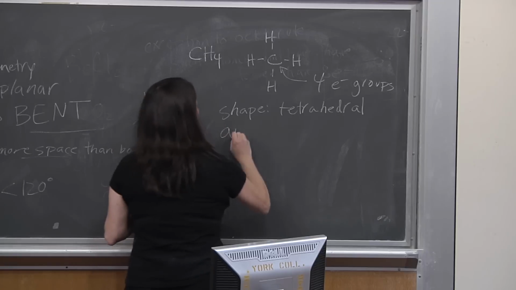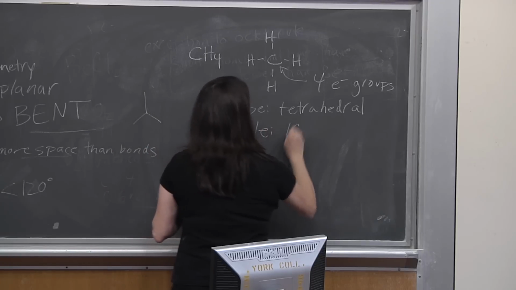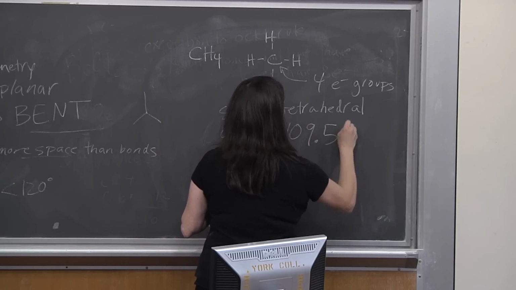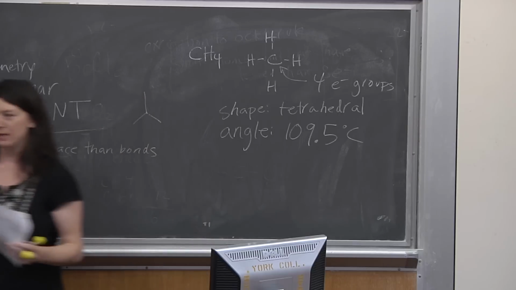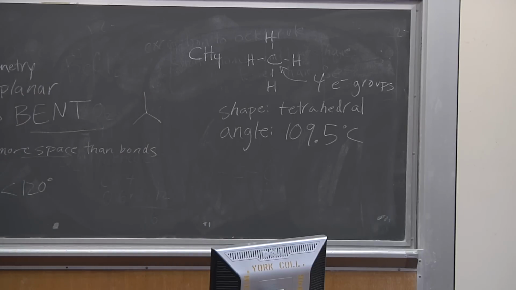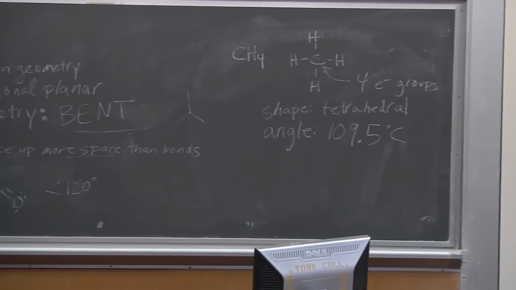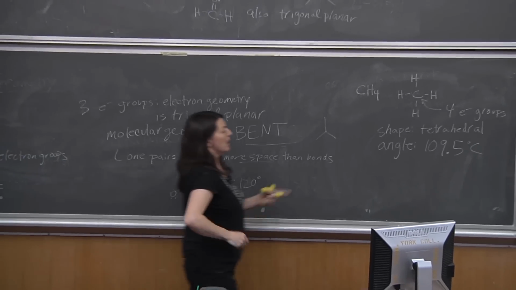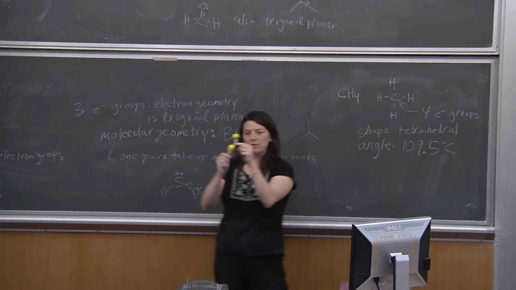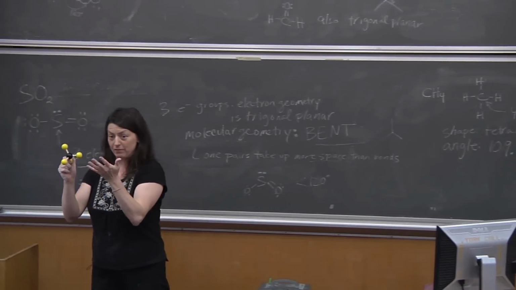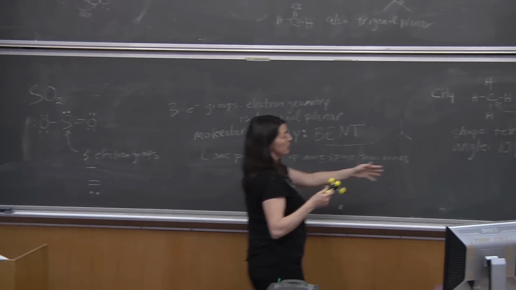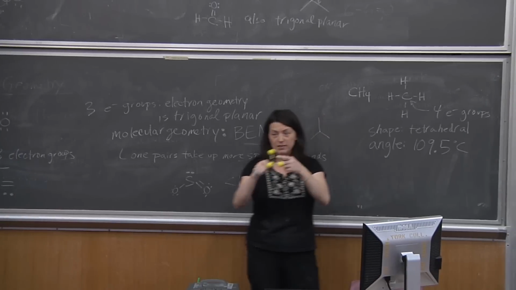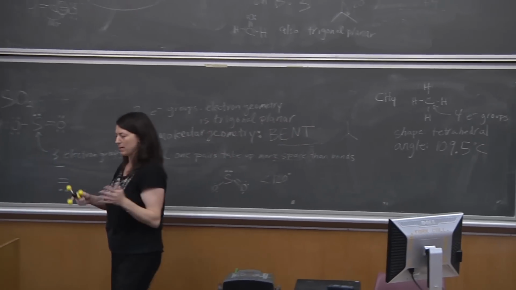The angle is 109.5 degrees. That's what you would get if you think of a three-dimensional sphere and cut up the angles. Now this example, CH4, has no lone pairs. So that means tetrahedral is the shape that the electrons are in and also the shape that the molecule is. It's the same thing.